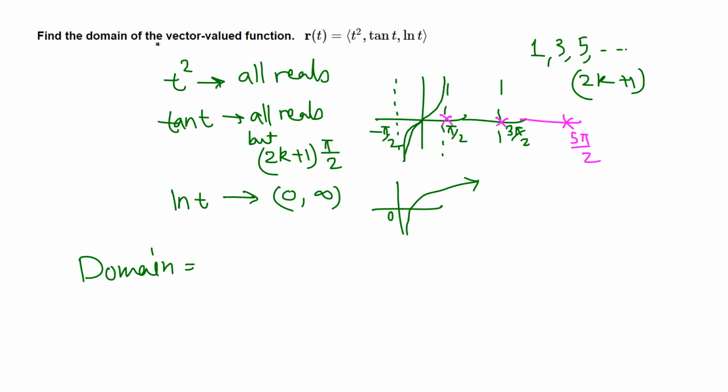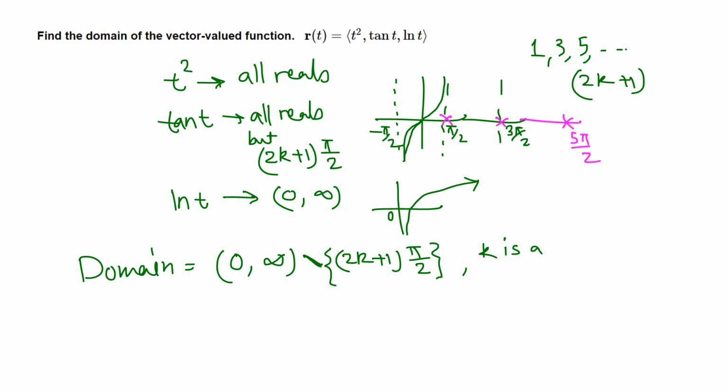Domain of this vector valued function, due to the third component, we can only go from 0. Okay, so 0 through all the way infinity, minus, so we have to subtract these points. Okay, set minus is like a slanted minus sign. 2k plus 1 pi over 2. Okay, these are the points we need to exclude.